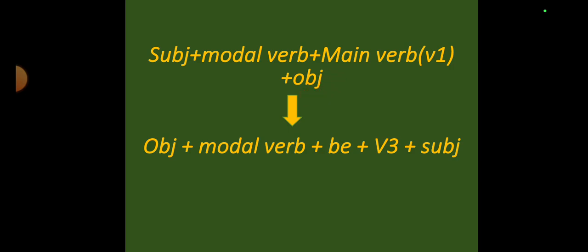And at last you will be using what? The object. Now we'll be changing the voice and writing the sentence in this way, like you will be writing object at the beginning, modal verb will be used in the same place, what is added is a be, okay? The third form of the verb is preceding, and finally you will be writing subject, okay?